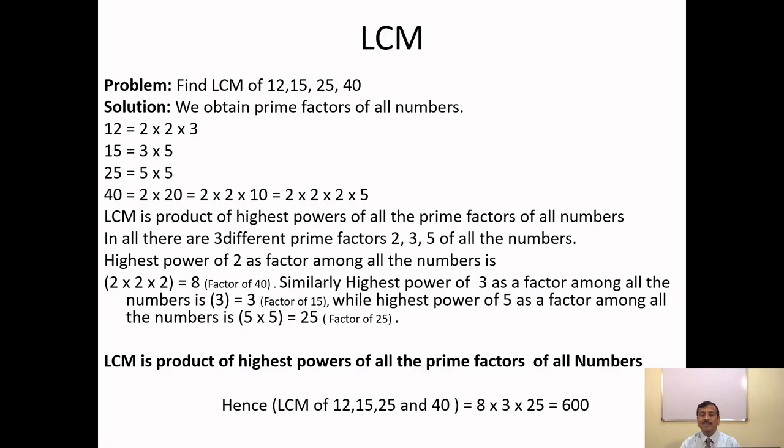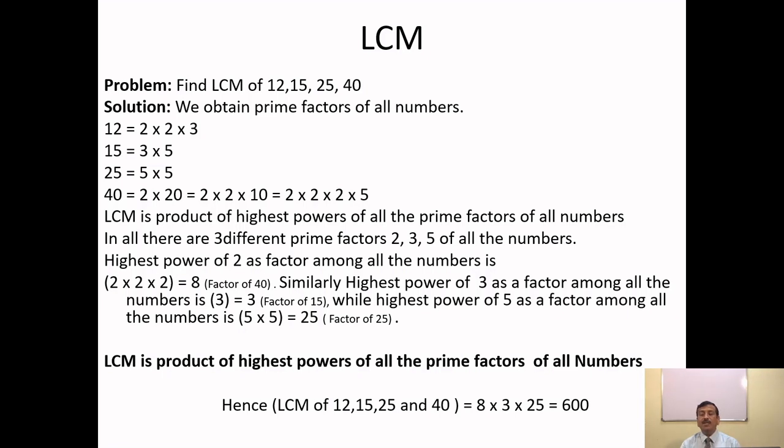Now, if you consider the 40, there is another factor 2 coming in. So it is basically 2 into 2 into 2. So it is 2 raised to 3. For 12, the factor is 2 raised to 2. For 15, the factor is 2 raised to 0 because 2 is not there. For 25, the factor of 2 is 2 raised to 0 because 2 doesn't exist. But for 40, the factor is 2 raised to 3. And 2 raised to 3 happens to be the highest power. So we take this 2 raised to 3 for calculating LCM.